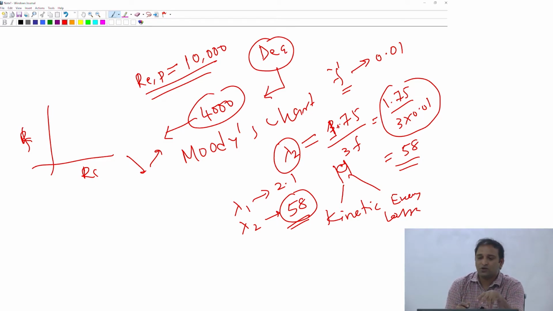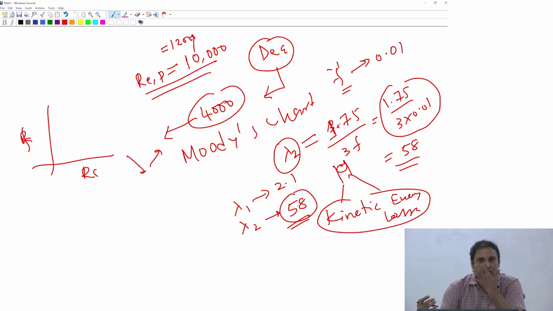If I were to take a Reynolds number of the order of, say, 1200, of course your lambda 2 would be lower. That's because again the Reynolds number conditions are such that kinetic energy losses in those cases are much lesser compared to the case of 10 power 4 Reynolds number.